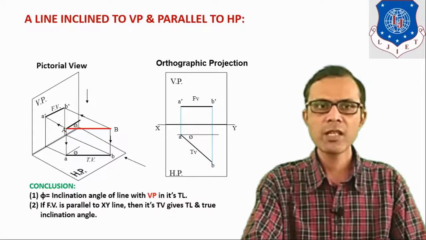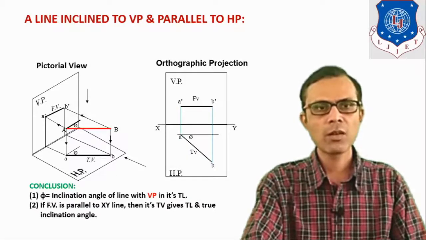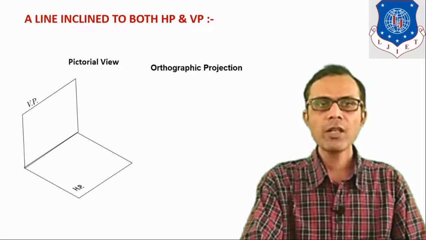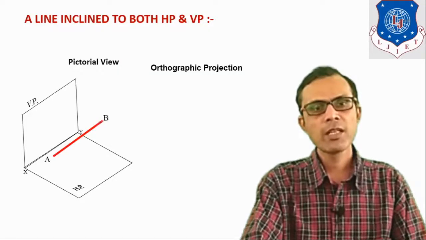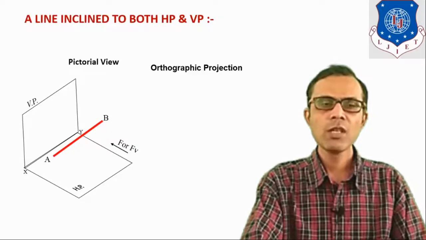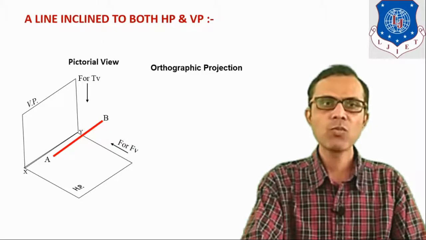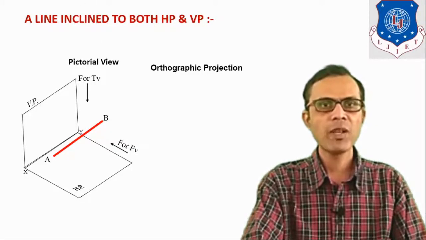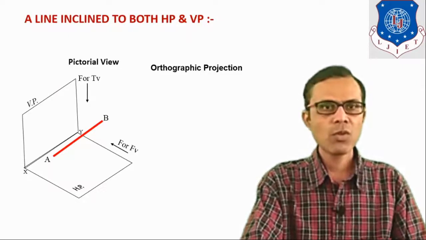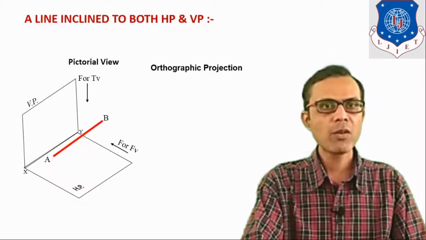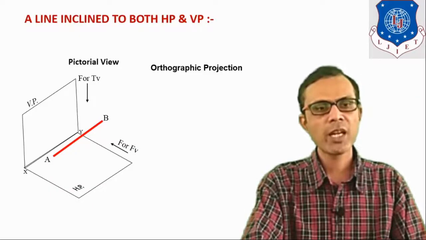You have to understand and remember all these conclusions. Now, if a line is inclined to both HP and VP, then how can the projection be drawn? Here it shows the line AB, which is inclined to both HP and VP. So neither the front view nor the top view shows the true length of the given line, because it is inclined to both HP and VP.